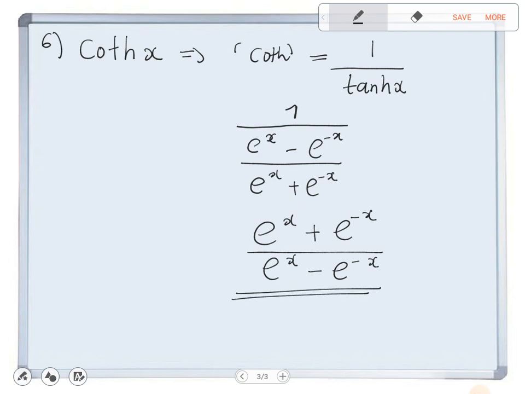Of course, you can rationalize these and come up with simplified versions of them. Nevertheless, this is what you need to know about hyperbolic functions. The rest is just a matter of graphs and calculations, and identities.